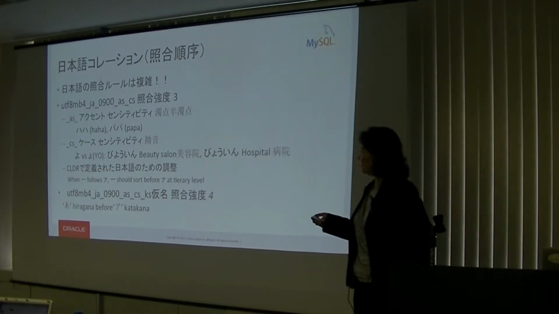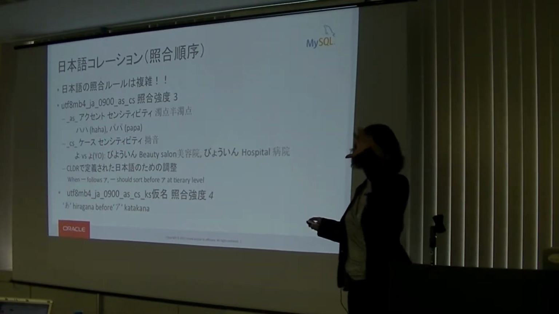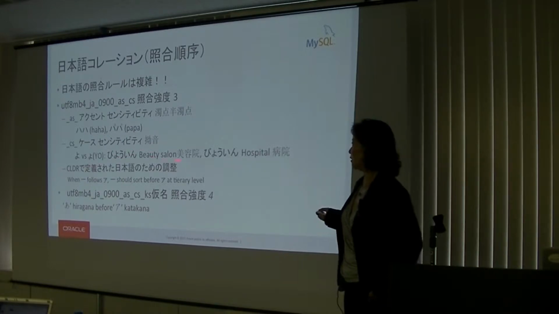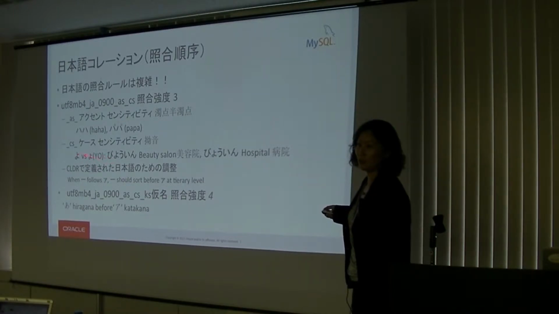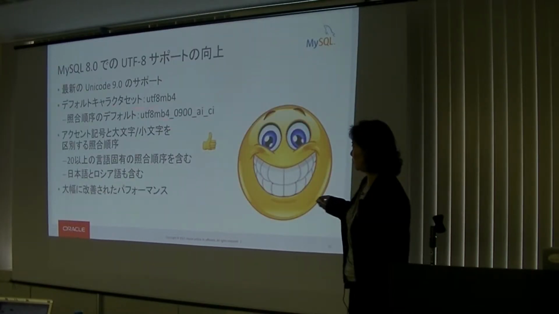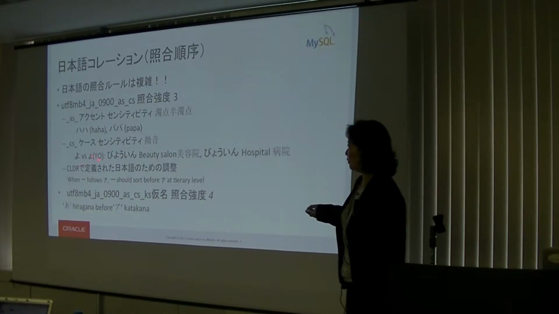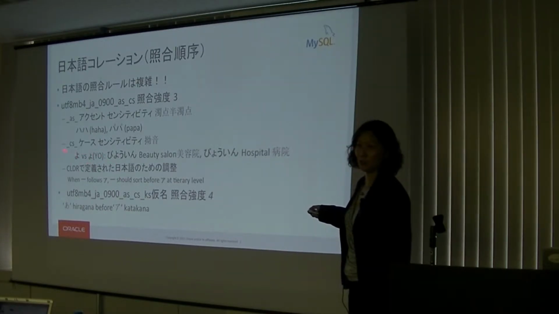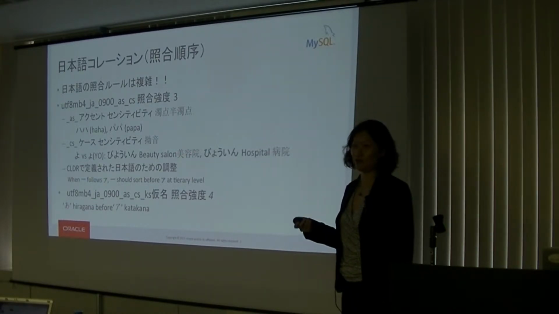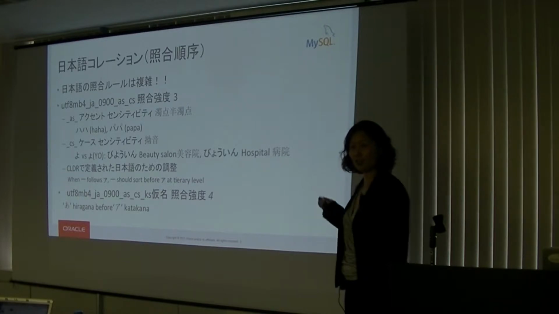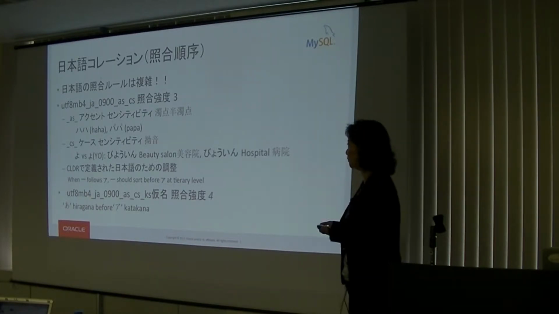And case sensitive in Japanese translates to bigger characters versus smaller characters. In this case, the beauty salon and the hospital, because those actually have different meanings in Japanese. But in the previous collation, they will be evaluated as equal. But in practice, it doesn't make sense for Japanese. So for Japanese users, I definitely recommend you to use a Japanese collation. And this is new in 8.0.